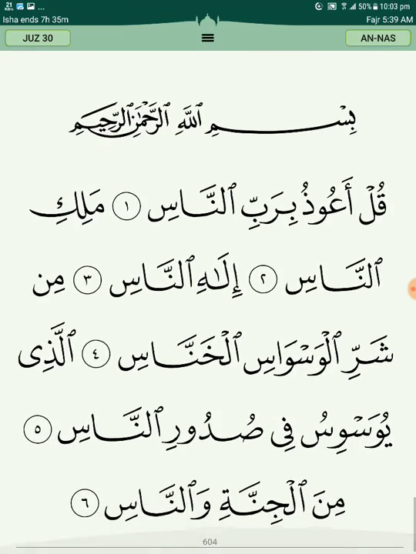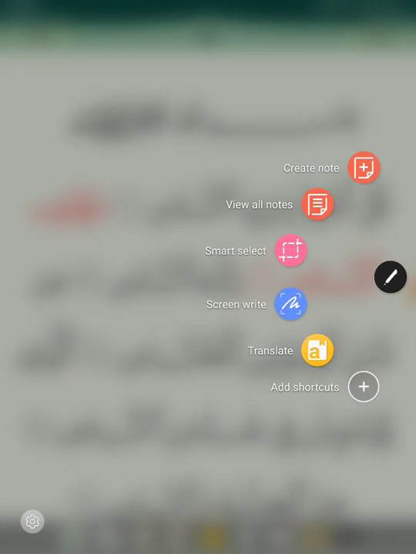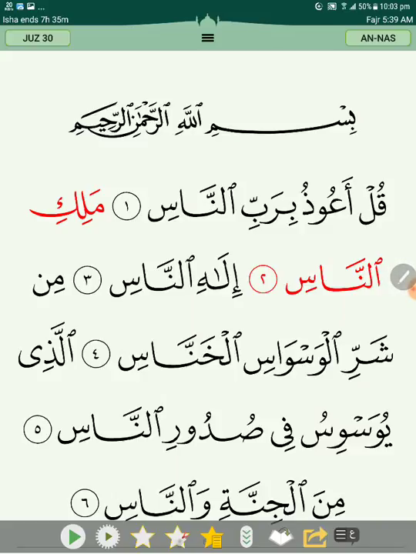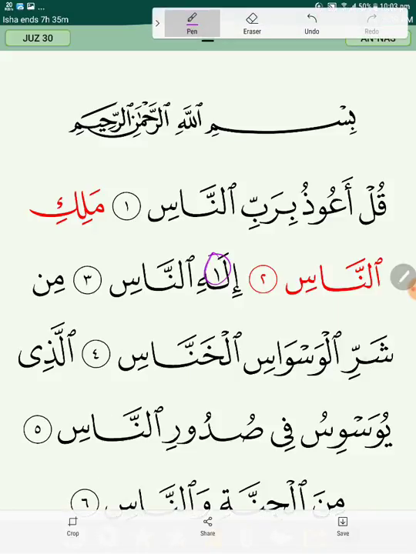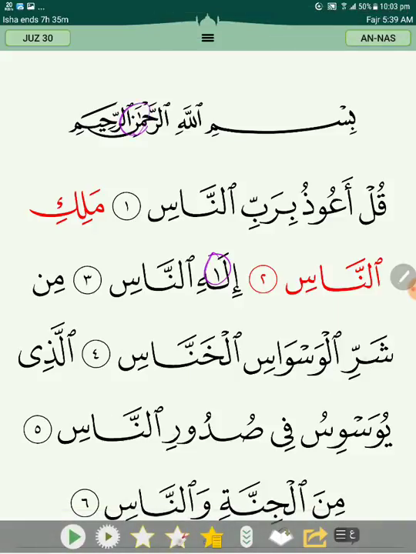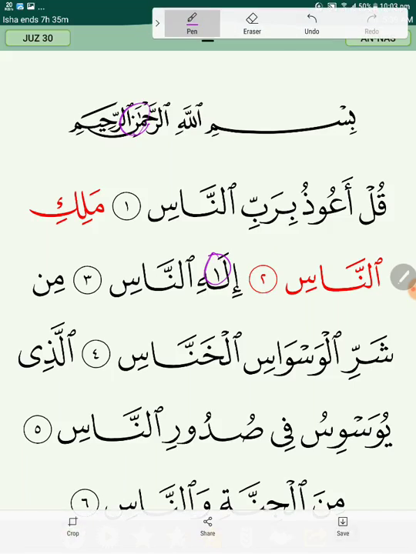Then in this surah, where all do we get that? We get one here, and of course in Bismillah Rahman Rahim, and that's it.